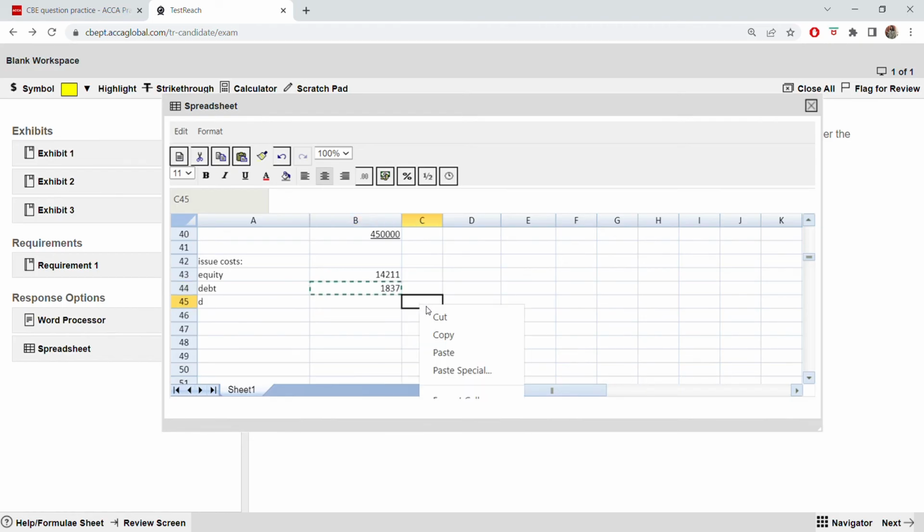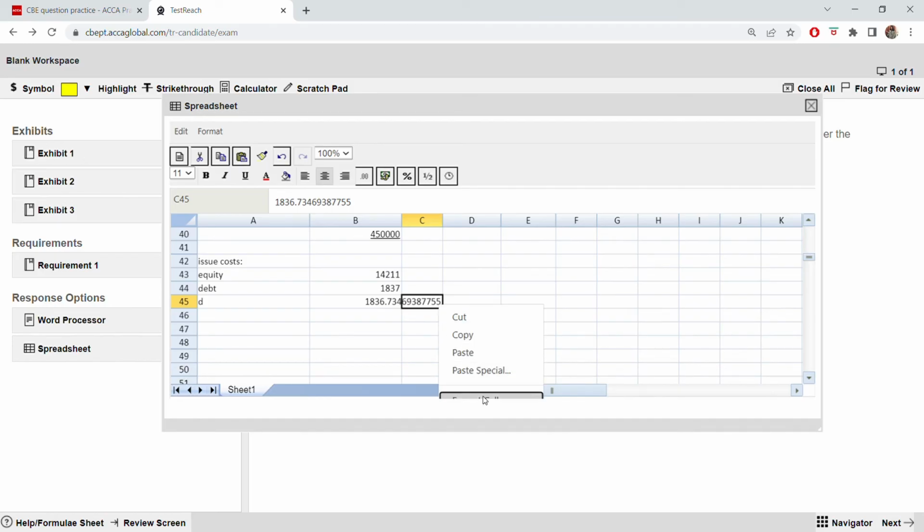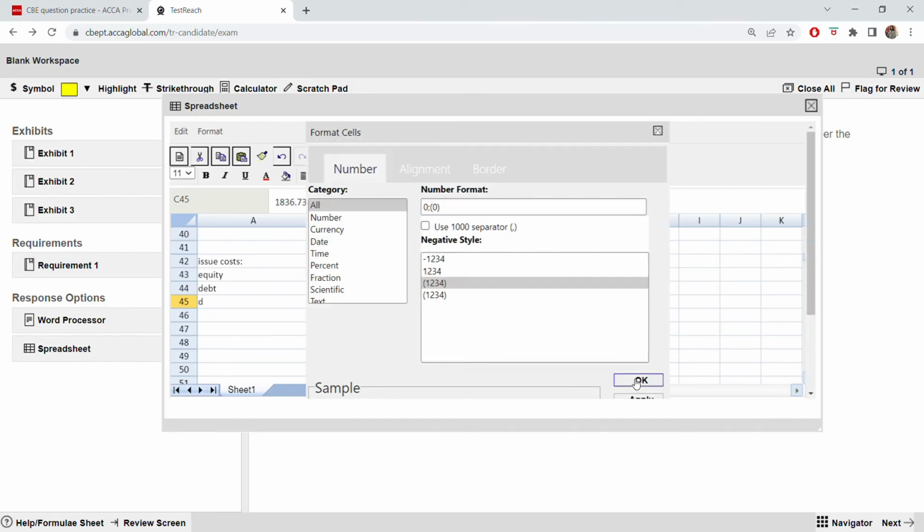Copy. Paste special is the value. When you're taking the value, it will take the original value. It will not take this value because this is based on some function. So make sure that you format, take it in negative figure.